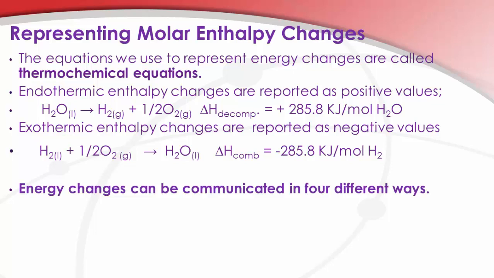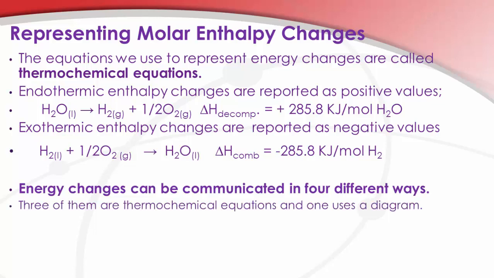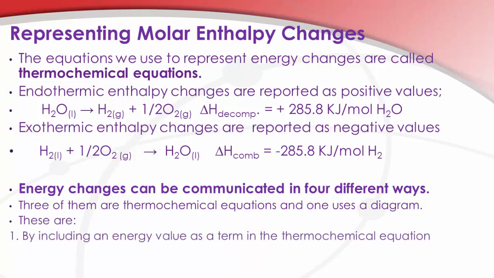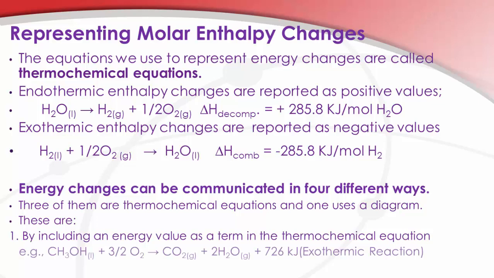Now we can communicate these energy changes in the way shown above, but there are 4 acceptable ways that you can communicate these on a test. One of them is a diagram, the other 3 are thermochemical equations. So this way we haven't really talked about before, but this is a perfectly acceptable way to communicate the energy change in a reaction. What we can do is include energy as a product or as a reactant, depending on whether it's exothermic or endothermic.